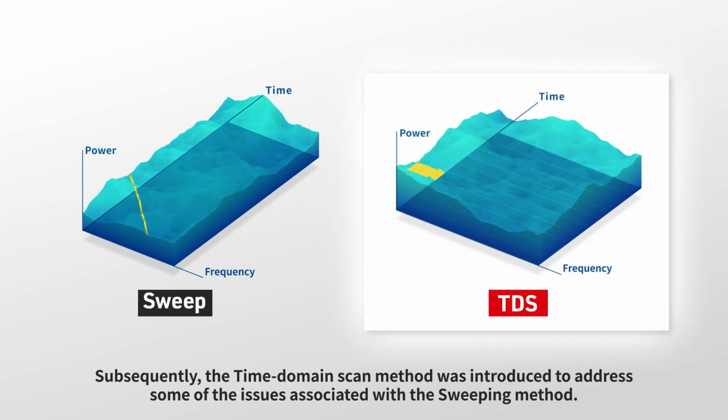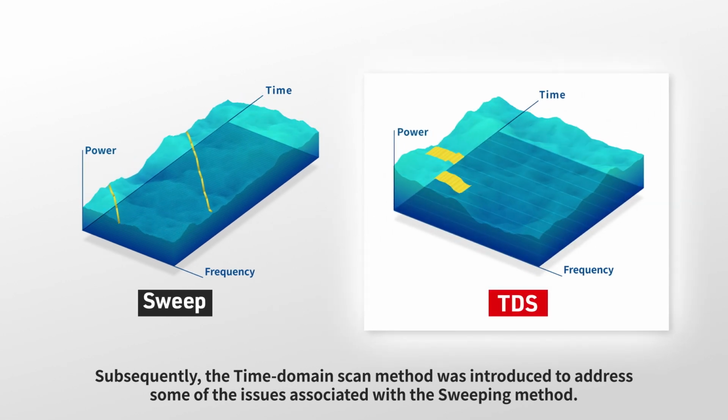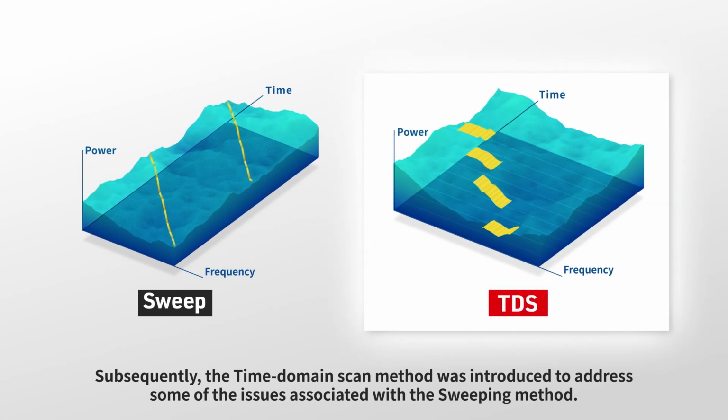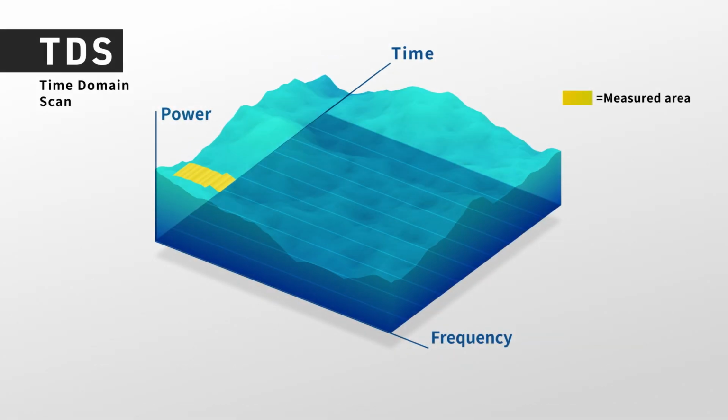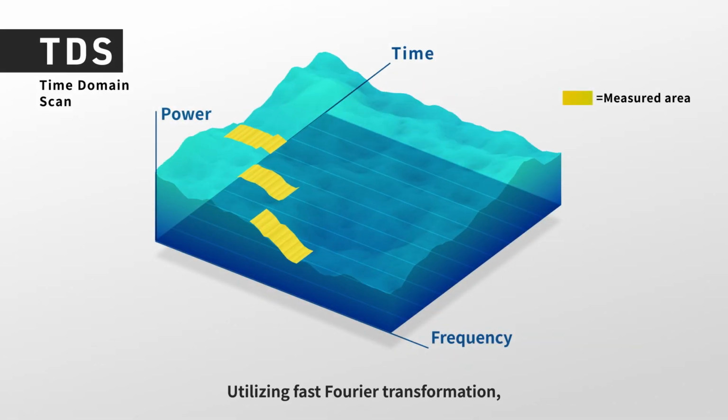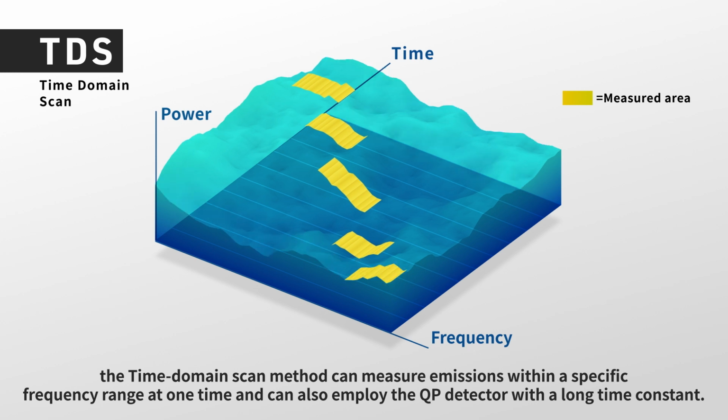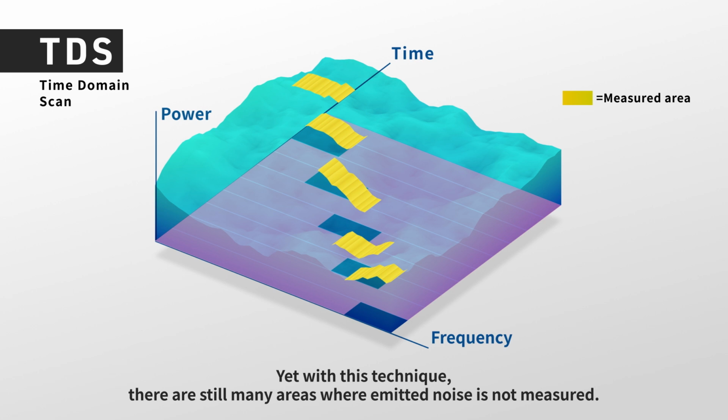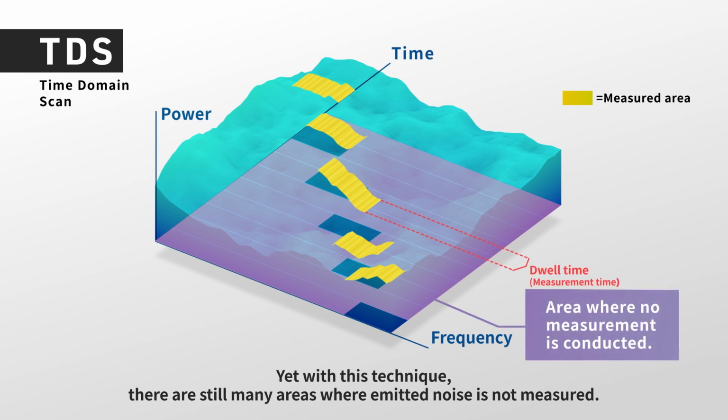Subsequently, the time domain scan method was introduced to address some of the issues associated with the sweeping method. Utilizing fast Fourier transformation, the time domain scan method can measure emissions within a specific frequency range at one time and can also employ the QP detector with a long time constant. Yet with this technique, there are still many areas where emitted noise is not measured.